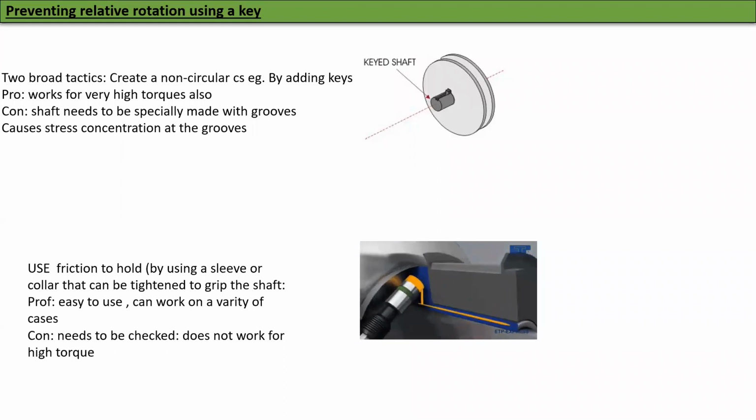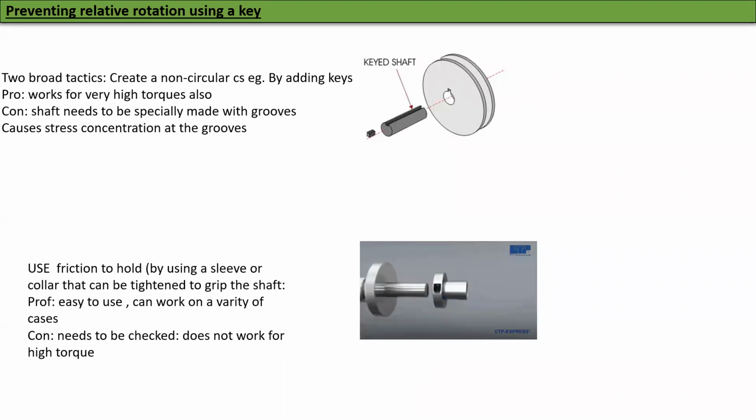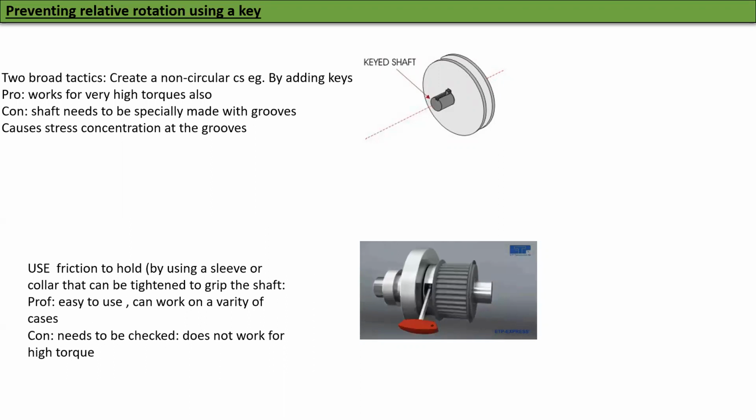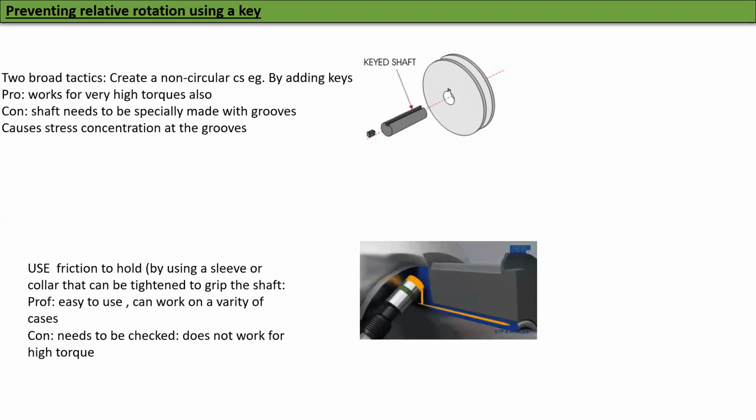The problem is that you have to periodically check it because it may slip. And the second thing is that if the torque is very high, friction may not be sufficient and it may slip. So these are the two common things. Usually the second one is used for most low torque situations, and the first one is used for mostly high torque situations. So just to give you an idea.